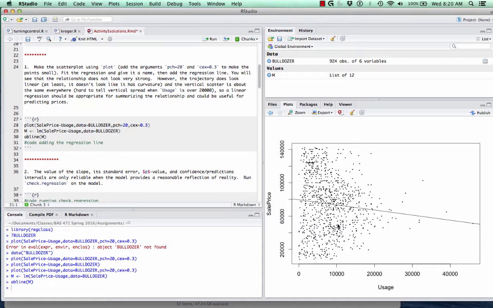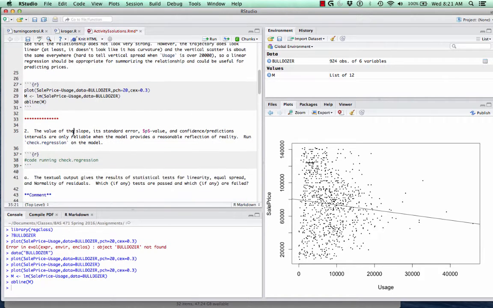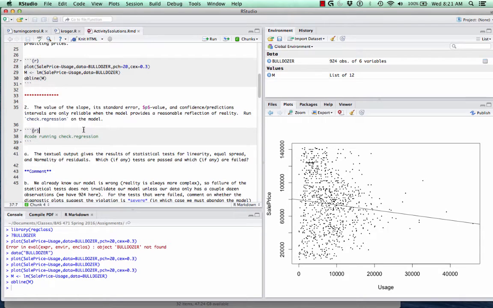Bulldozers with higher usages probably should be selling for less because they've been used more, and it looks like the line of averages, our regression line, is confirming that intuition. All right, so one thing we know about the slope, the intercept, p-values, confidence intervals, etc. is that they're only reliable when linear regression provides a reasonable reflection of reality. So we always need to check the assumptions of our regression model to make sure that's actually the case.